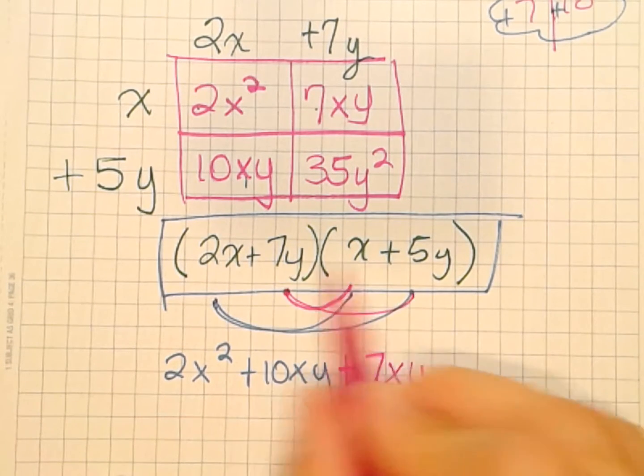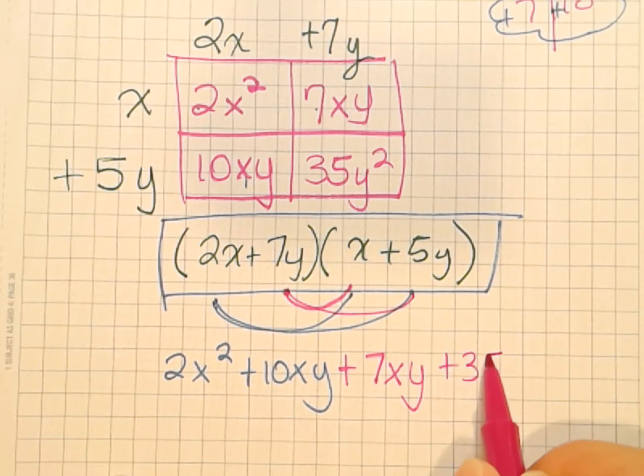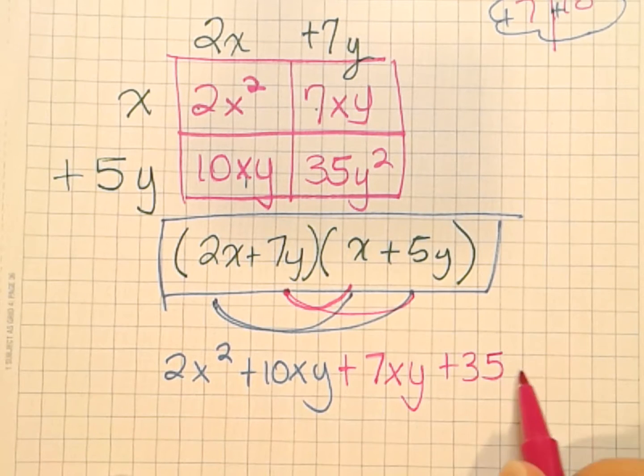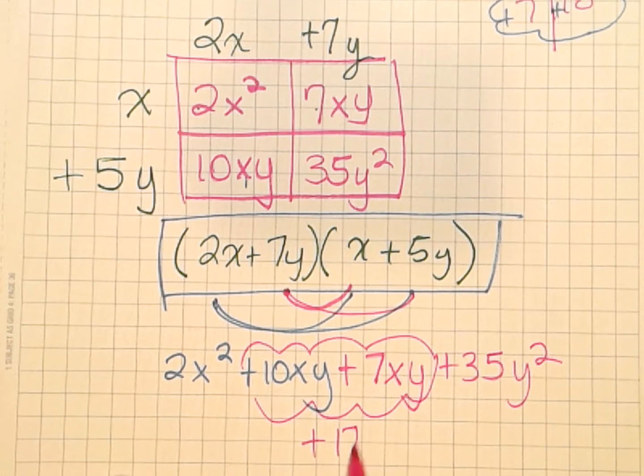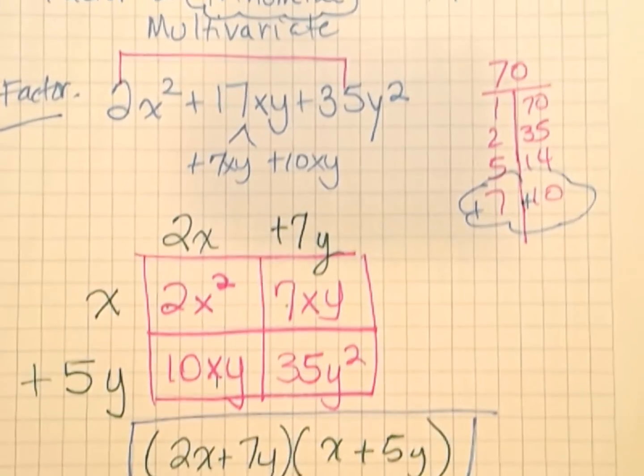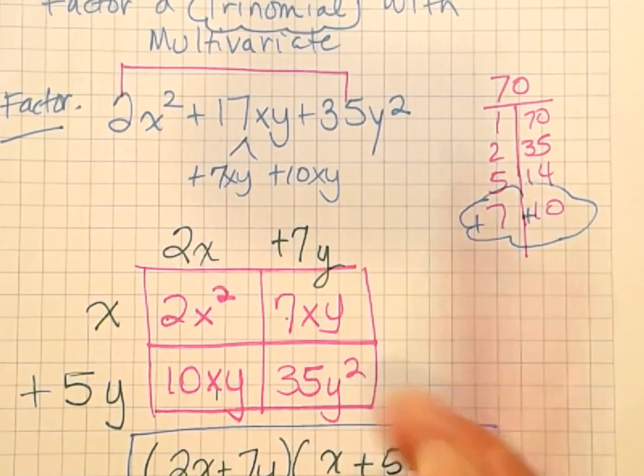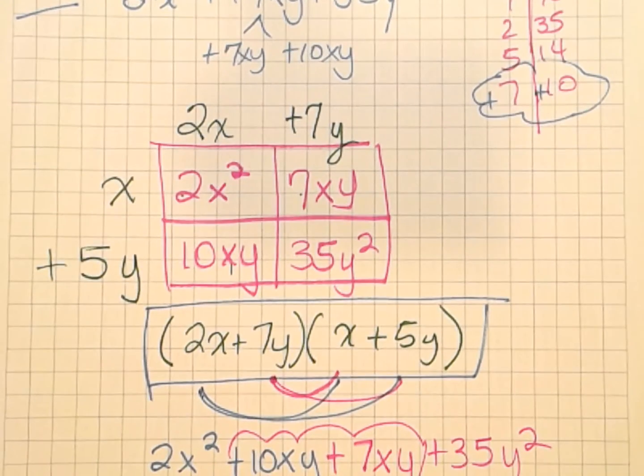And then I'll multiply these two together. So 7 times 5 is 35, and y times y is y squared. Now if I take my two middle terms, combined that is 17xy. So I have 2x squared plus 17xy plus 35y squared, and that was my original problem. So my answer is definitely correct.